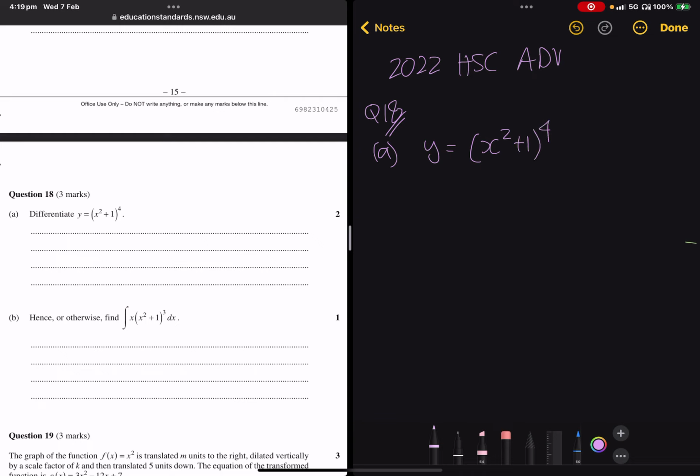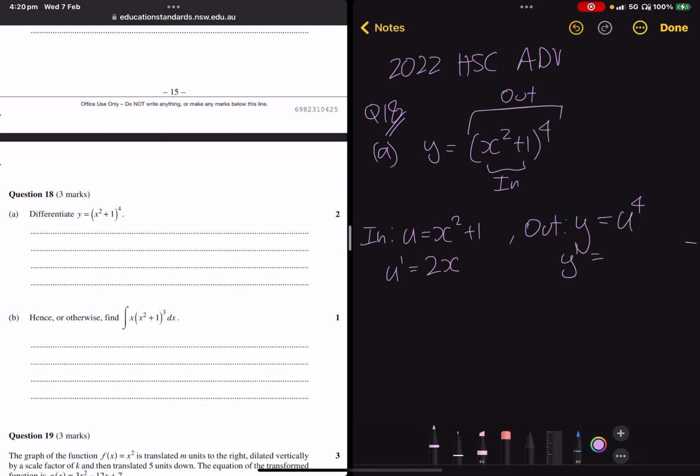This is a chain rule. So we have an inside function and we have an outside function. In this case, the inside function is the thing in the brackets. So the inside function, which we'll call u, is x squared plus 1. The outside function, which we'll call y, is u to the 4. Differentiate both of these. u prime is 2x. y prime is 4u cubed.